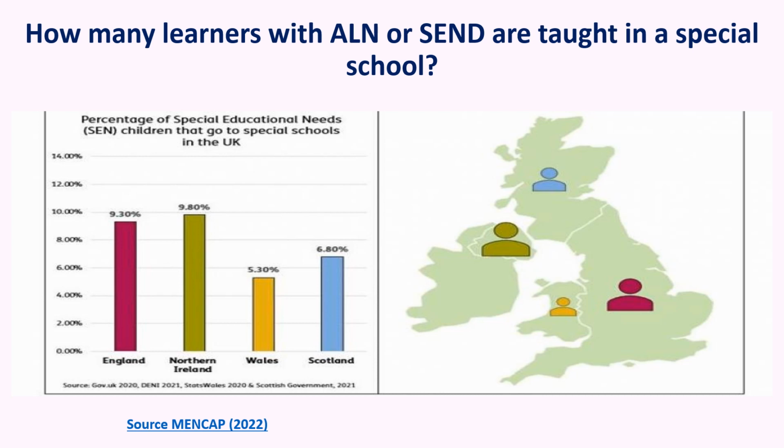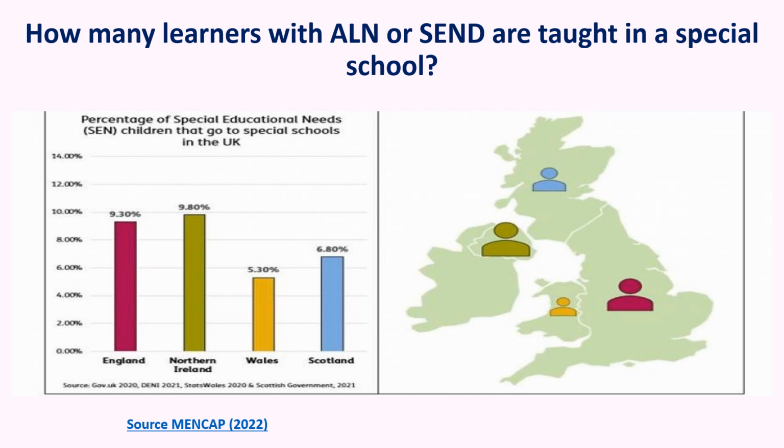So thinking about special schools in the UK, the graph on the left of the slide shows information taken from Mencap, a mental health charity, back in 2022, and looks at differences in terms of the number of learners with an additional learning need or special educational need and disability or additional support need, and whether they are taught in special schools or not.